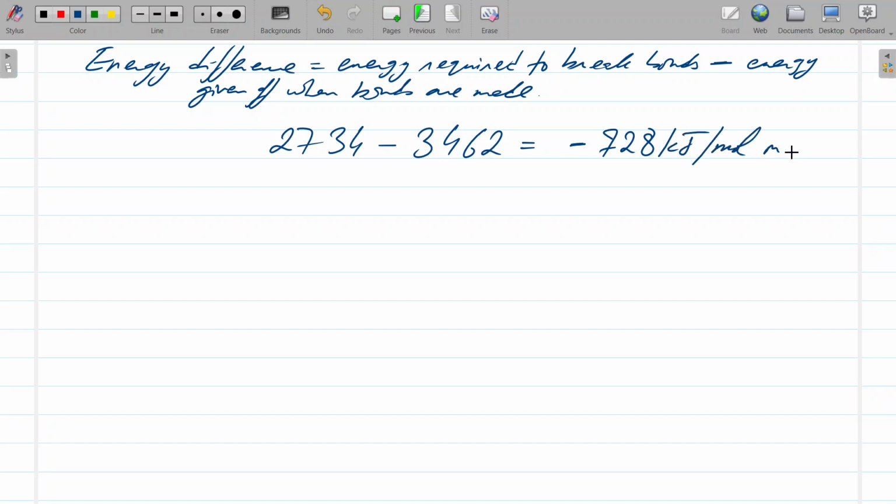of methane combusted. This negative sign is telling me that this is an exothermic reaction.